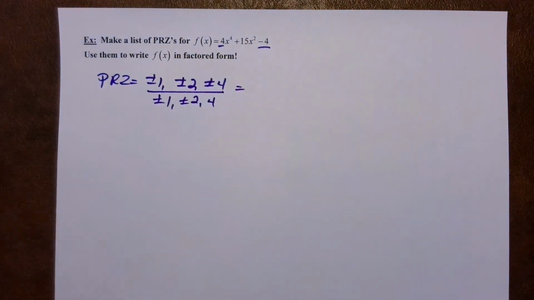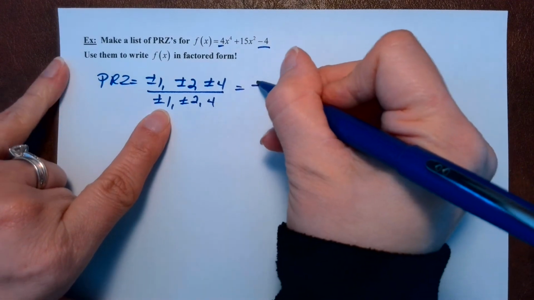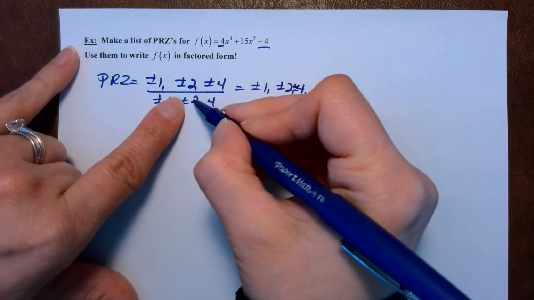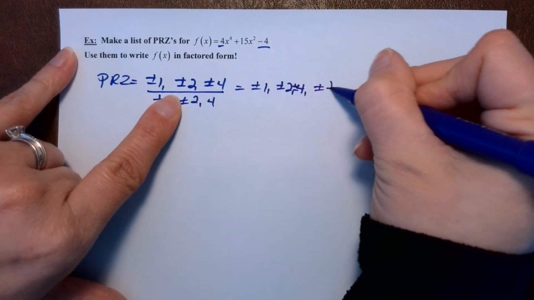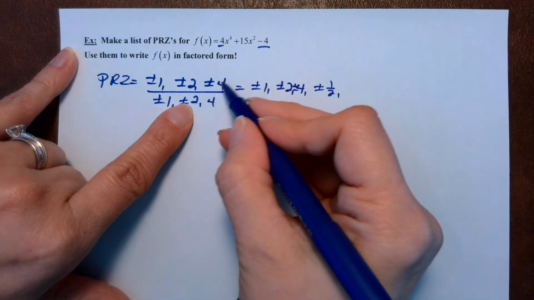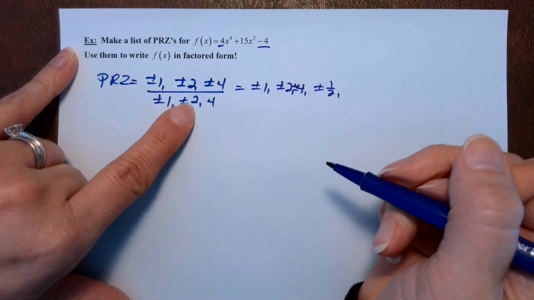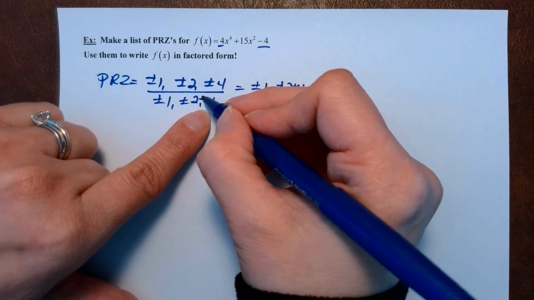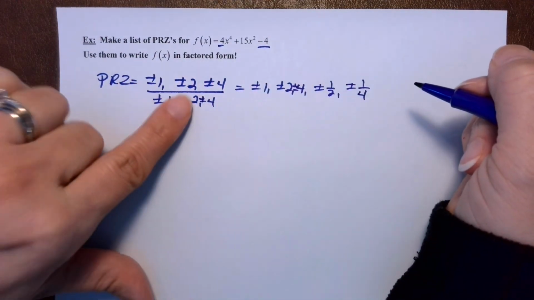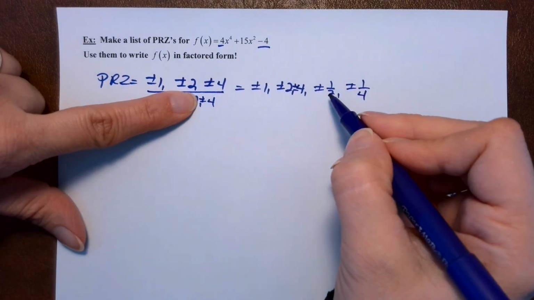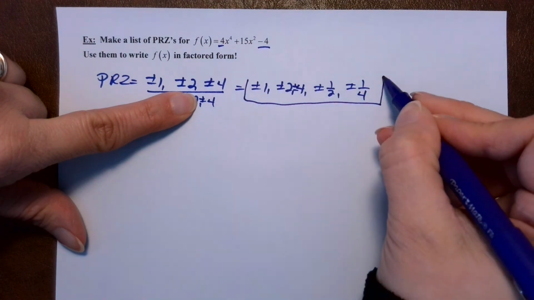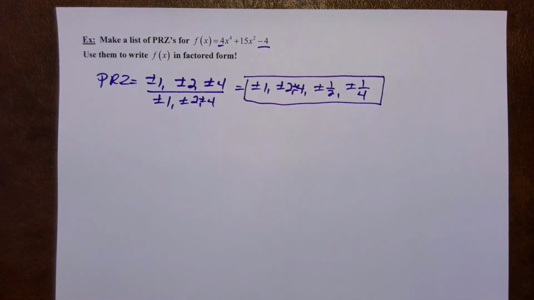So let's make that list. Let's divide everybody by a 1, and that makes 1, 2, 4. Let's divide everybody by 2. That's going to make 1/2. 2 divided by 2 is 1. 4 divided by 2 is 2. I already got those. Let's divide by 4. 1 divided by 4 is 1/4. 2 divided by 4 is 1/2. I already have that. 4 divided by 4 is 1.